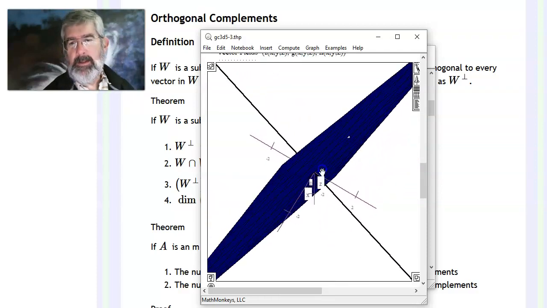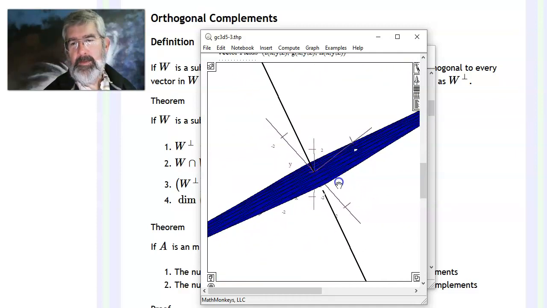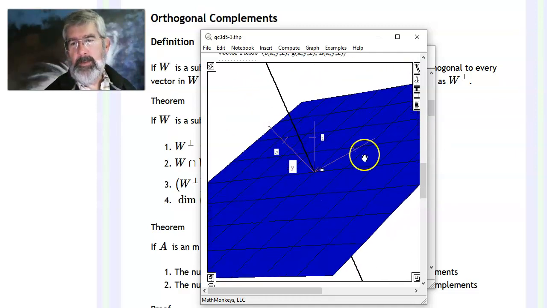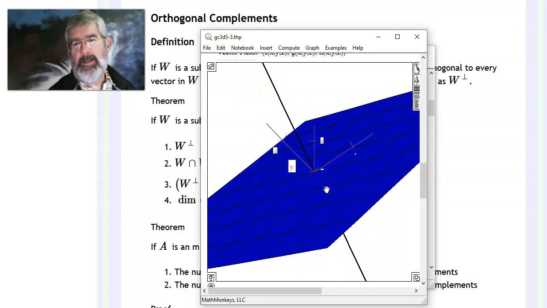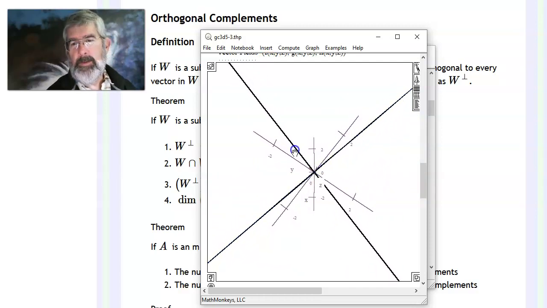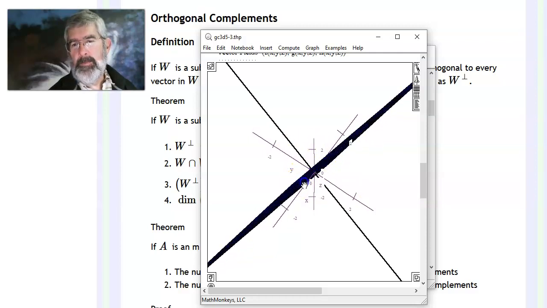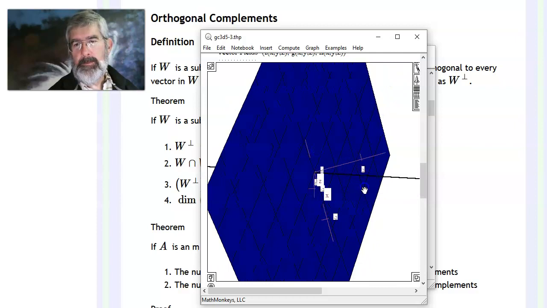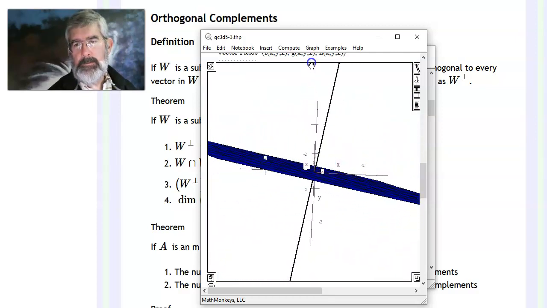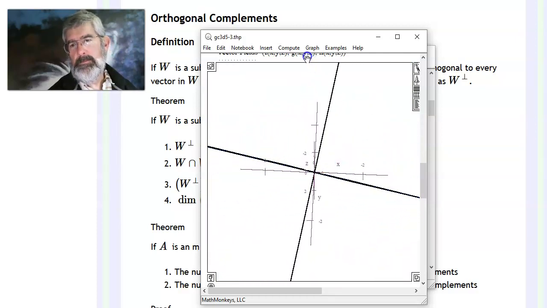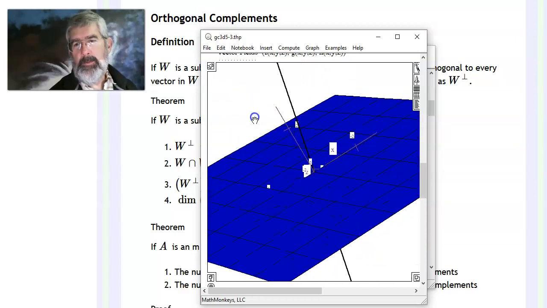Let's see, can I? Right. So that any vector that's on that blue plane, I claim is perpendicular to every vector that's on this black line. And I can see they're perpendicular if I put that plane in projecting position here. And you can see that that's a right angle there, at least I hope it is. It's supposed to be. Unless I have something typed in wrong.